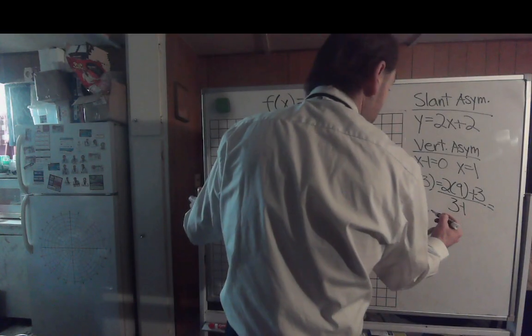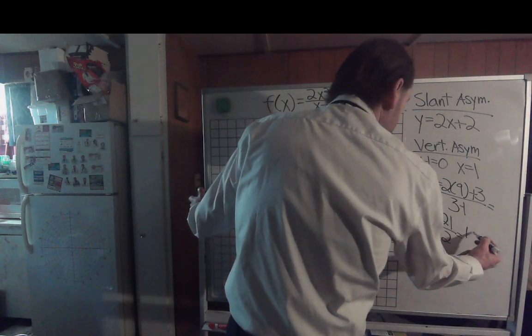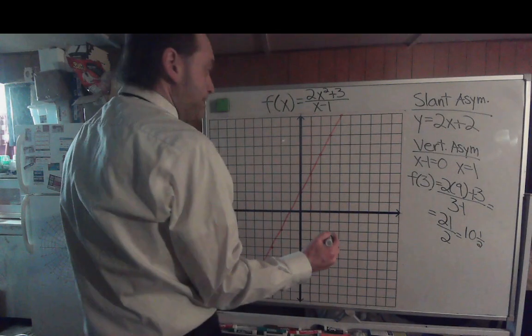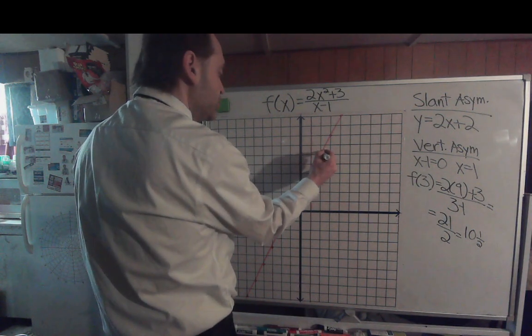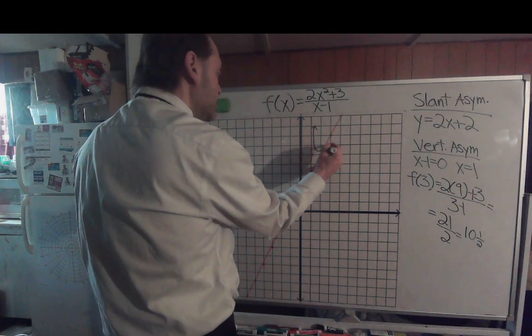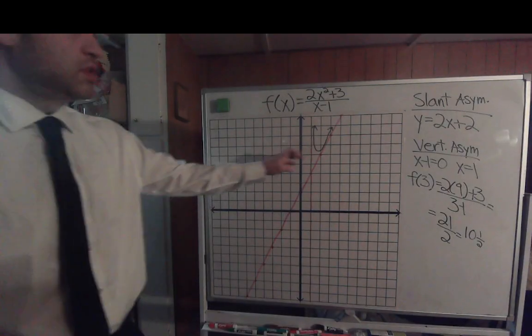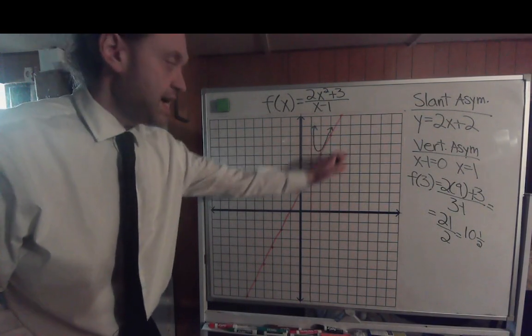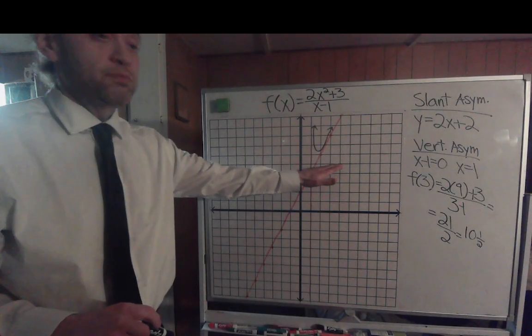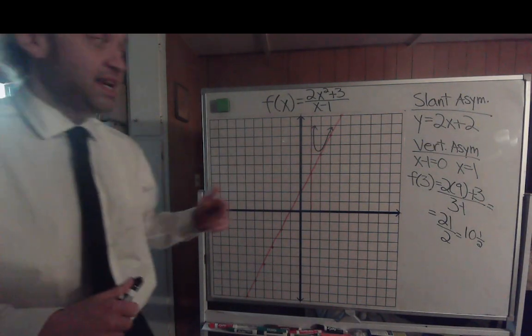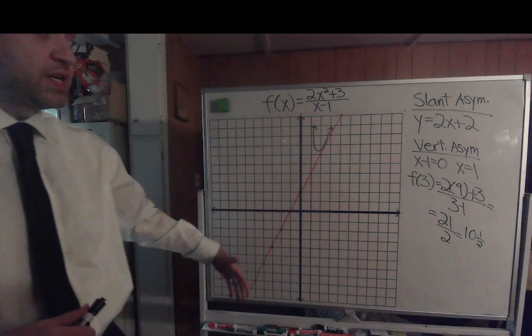Well, that would give me 2 times 9 plus 3 all over 3 minus 1, which would give me 21 over 2, which would still be 10.5. Basically, the closer I get, this isn't entirely accurate, but your graph is going to do something like this. The slant asymptote along with the vertical asymptote helps to guide the shape of your curve. And yes, your graph can cross a slant asymptote, but just like a horizontal asymptote, it doesn't happen very often. Usually it stays within the boundaries.